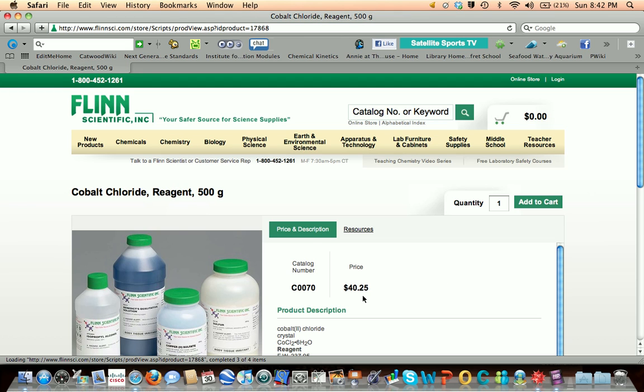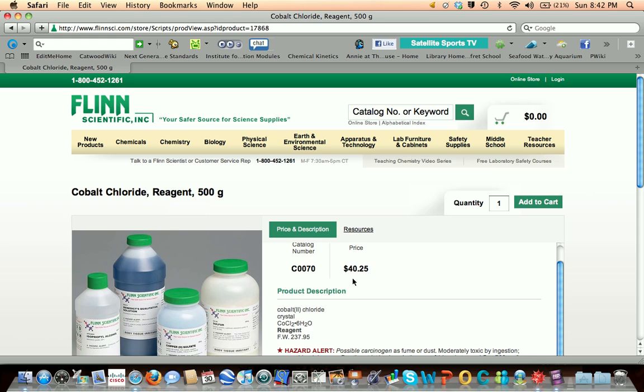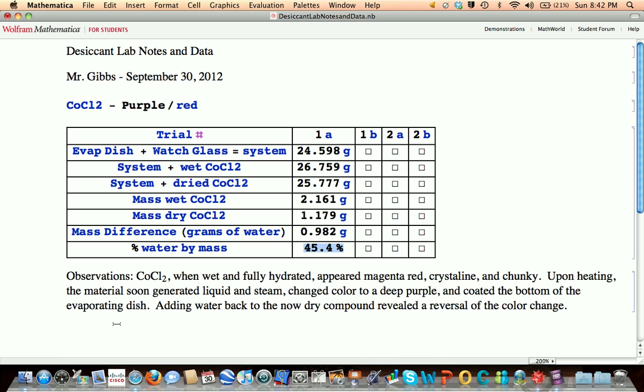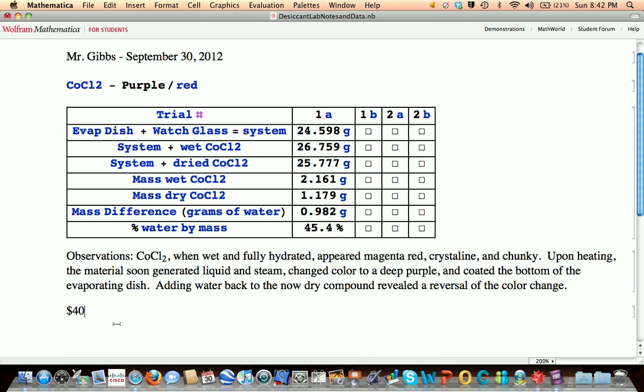Oh, and here it goes. It says that for my 500 grams, they will charge me $40.25. So before we go any further, I want to write down this value. Okay, so I'm going to go back to our Mathematica page, and I'm just going to, as a text insert, write, it's going to cost me $40.25 for 500 grams of what we're going to call the wet compound, right? Because it has the water still in it.